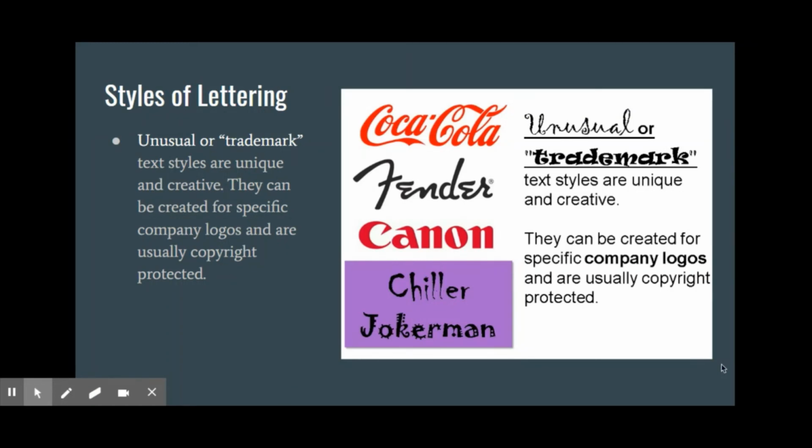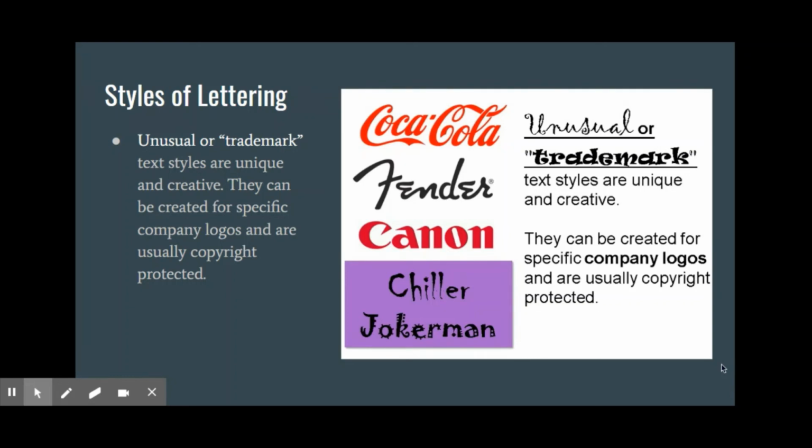So the Jokerman has all these fun little extra pieces to them. The letters are thick and thin in different places and have extra shapes added on. And then Chiller is very kind of creepy looking with its thick and thin drips, very horror-esque. So those are unusual because they're very specific and would have specific uses. You wouldn't really use Chiller or Jokerman to write a paper because that would get really hard to read.